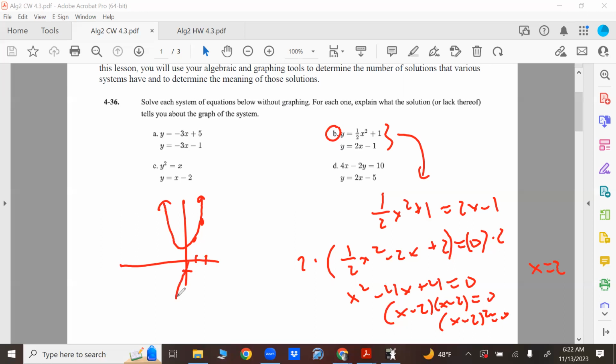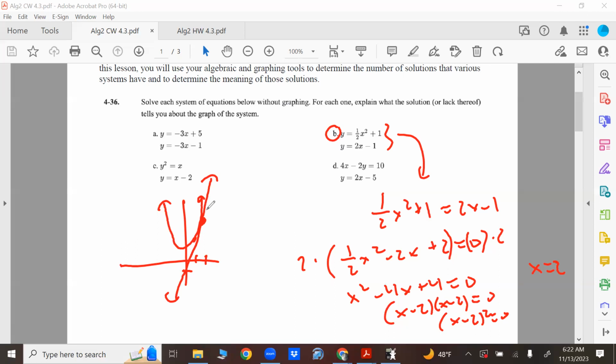So the graph will kind of look like this. It's just going to graze the parabola at x equals 2. That's how it will touch. How you know without a calculator could be kind of tough to do. So I think that's where the technology would help to be able to see that.